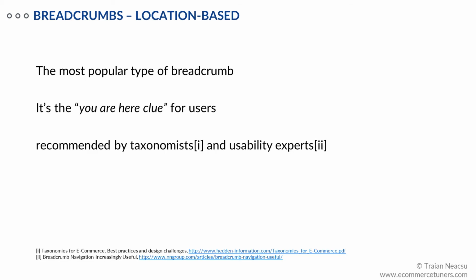Location-based breadcrumbs. This is the most popular type of breadcrumb, and it indicates the position of the current page within the website hierarchy. It's the "you are here" clue for users. This type of breadcrumb keeps users on a fixed navigation path based on the website's taxonomy, no matter which previous pages they saw during navigation. This is the type of breadcrumb recommended by taxonomists and usability experts.